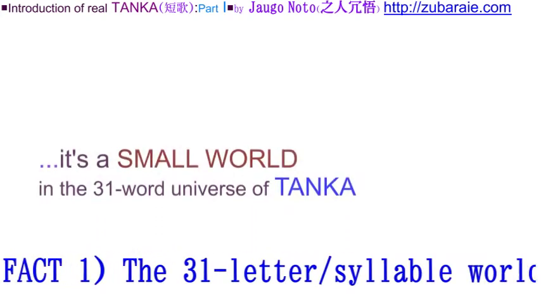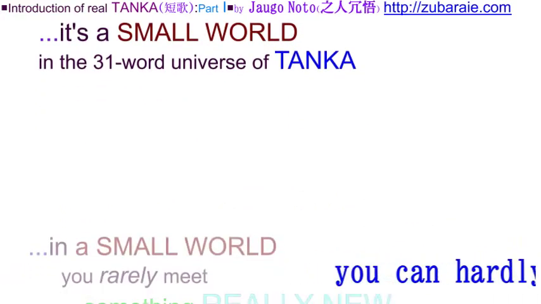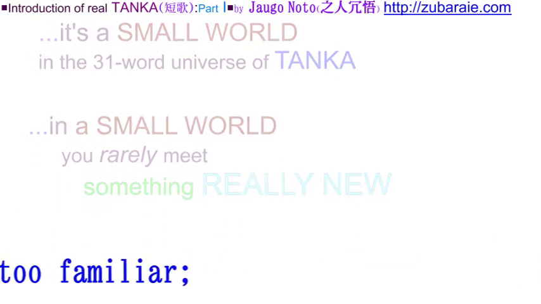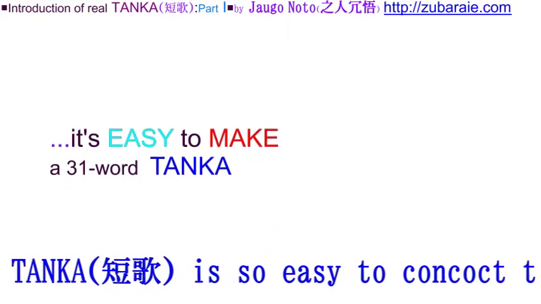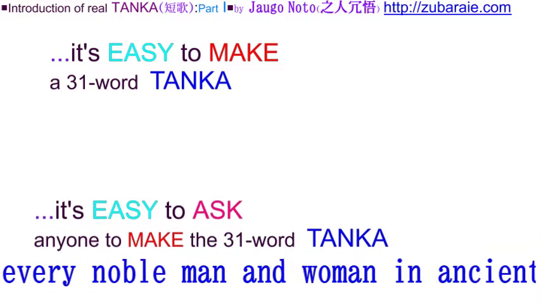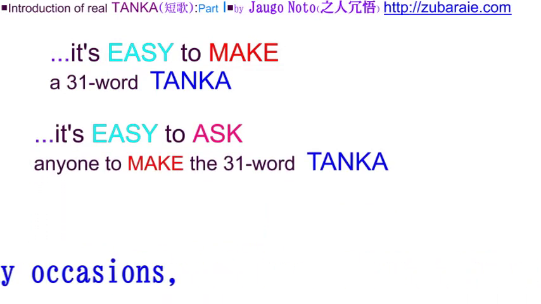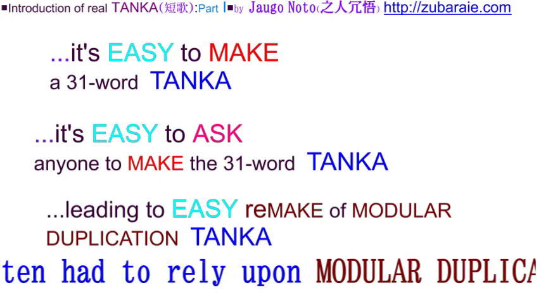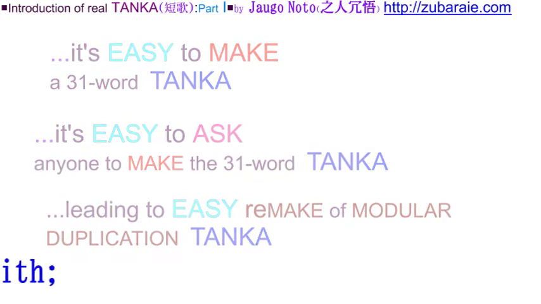Fact 1. The 31-letter syllable word of tanka is so small that you can hardly go around without meeting something already too familiar. Fact 2. The 31-letter syllable tanka is so easy to concoct that practically every nobleman and woman in ancient Japan was required to produce it on so many occasions. So much so that they so often had to rely upon modular duplication of something they were familiar with.